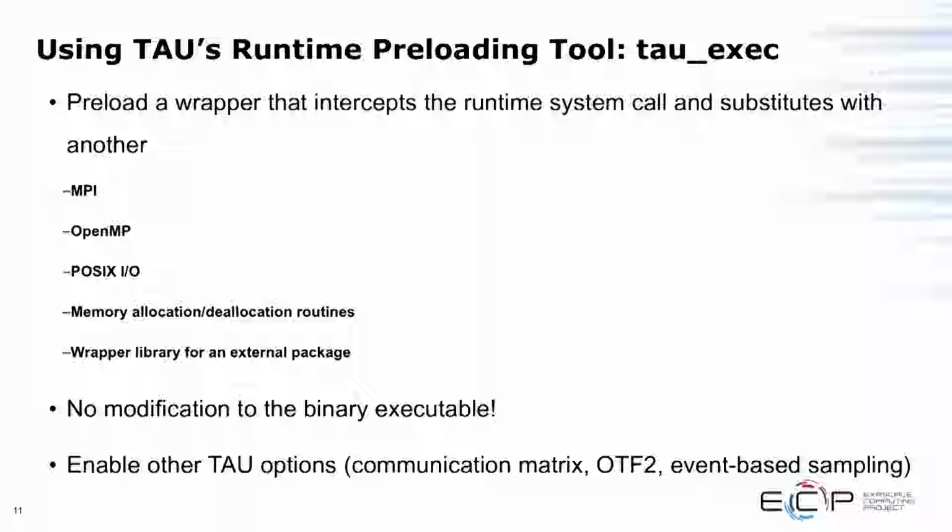You can also enable other options in TAU, such as event-based sampling, generate OTF2 traces, you can generate communication matrix, and all the measurement options that TAU provides. But what is important to note here is you do not need to change your binary at all.